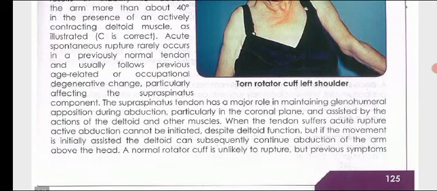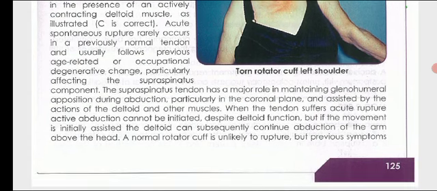Acute spontaneous rupture rarely occurs in a previously normal tendon and usually follows previous age-related or occupational degenerative changes, particularly affecting the supraspinatus component. The supraspinatus tendon has a major role in maintaining glenohumeral opposition during abduction, particularly in the coronal plane, assisted by the action of the deltoid and other muscles. When the tendon suffers acute rupture, active abduction cannot be initiated despite deltoid function, but if the movement is initially assisted, the deltoid can subsequently continue abduction of the arm above the head.